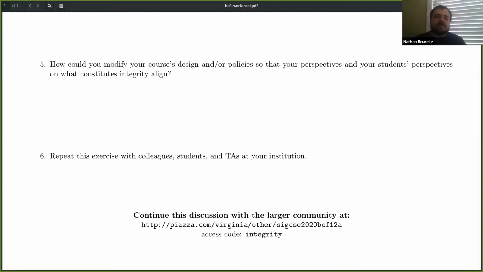And then once you've discussed some different ways you can modify your course in order to more closely align your perspectives and students' perspectives about what constitutes integrity in your particular course, I encourage you to repeat this with your students, with your TAs, maybe with colleagues who have taught the same course or other courses, and compare notes and perspectives, and try to iterate on that to see if you can make progress towards coming together about the best way to encourage your students to learn without threatening them with consequences for academic dishonesty.